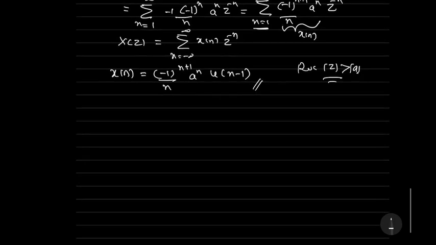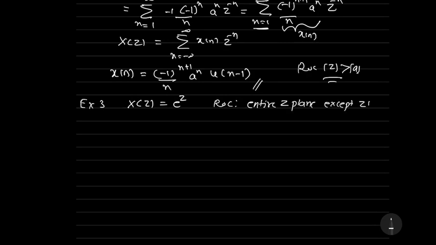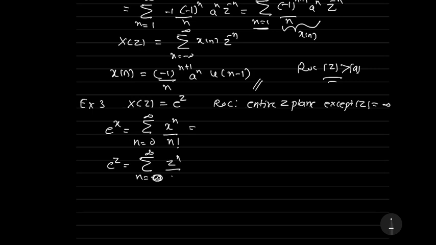Now let's take another example. Example 3. X of z here is given as e to the power z. ROC is the entire z plane except z equals infinity. Now the power series e to the power x is equal to the sum over n equals 0 to infinity of x to the power n upon n factorial. Again, instead of x we replace z, so that we get e to the power z equal to the sum over n equals 0 to infinity of z to the power n upon n factorial.